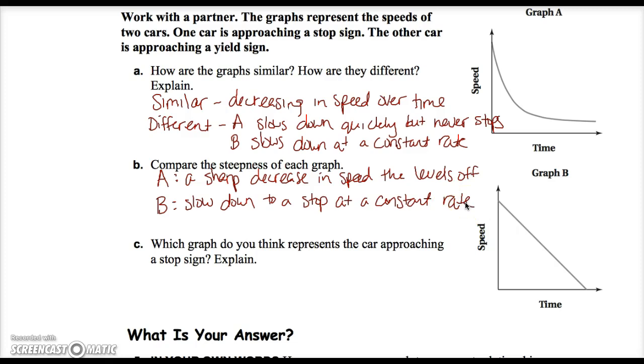And then C says, which graph do you think represents the car approaching a stop sign? Well, if you notice on graph A, they slow down, but their speed never approaches 0, so that's the yield. Graph B slows down and eventually their speed gets to 0. So we'll say graph B because the speed gets to 0.